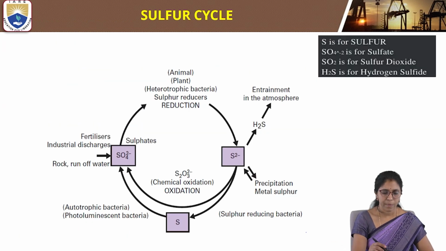So in this cycle, if you see, this is sulfur. It is converted into sulfate. These sulfates are consumed by the animals or plants. Then from the plants and animals, these are converted into sulfides. These are converted into sulfur. Sulfur is converted into sulfur dioxide, and then sulfate, which is consumed by animals or plants. So this is the cycle.